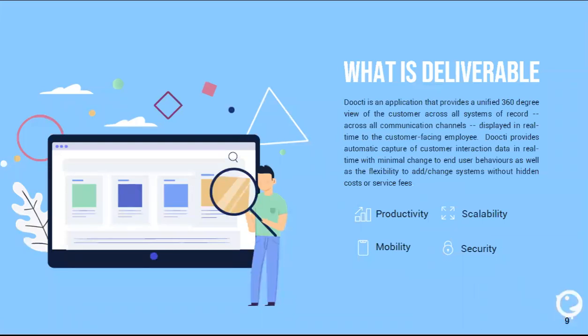Let's talk about our DooCTI application. What is deliverable with our DooCTI application? Basically, our application works on 4 T's: productivity, scalability, mobility, and security. Let's talk one by one. First one is productivity.